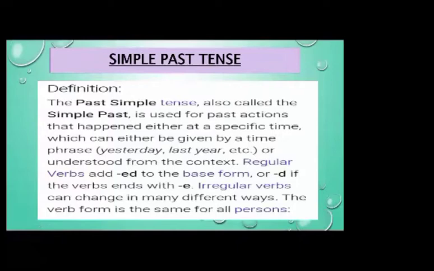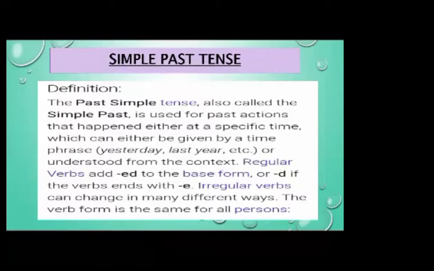The past simple tense, also called the simple past, is used for the past actions that happen at a specific time. It can be given by a time phrase like yesterday, last year, etc., or understood from the context. So in simple past tense, we use regular verbs or irregular verbs. Regular verbs, we either add ed to the base form or d if the verb ends with e. And irregular verbs can change in many different ways. The verb form is same for all the persons.